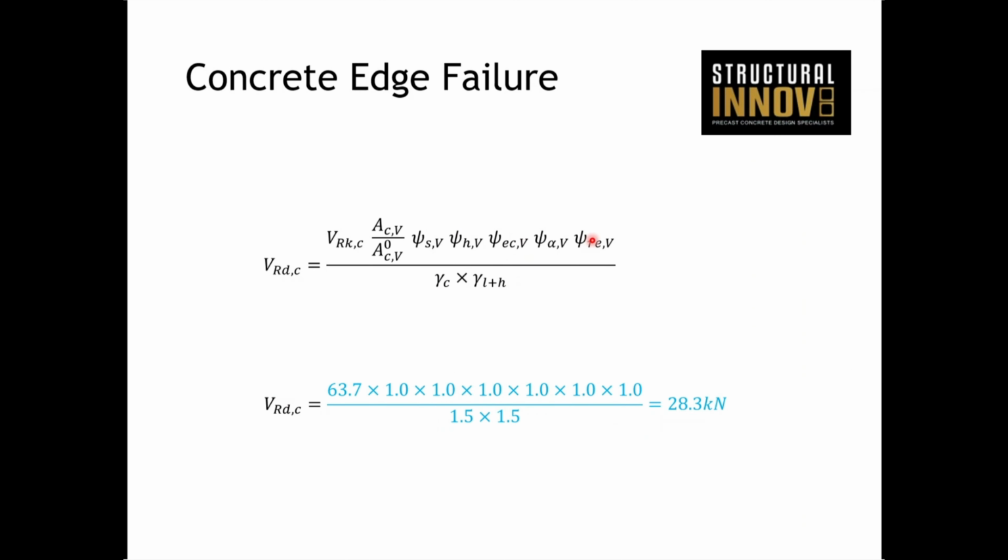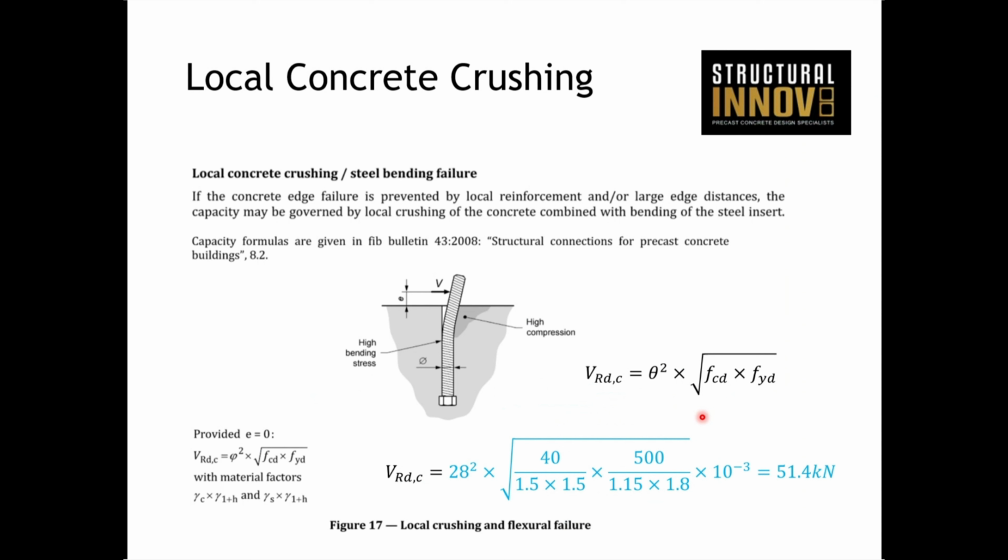So we pump all those in, and all our factors ended up being 1. But because it has been quite close to the edge at the starting point, we end up with a design capacity of 28.3 once we account for our partial factors. So again, we'll hold on to that, and we'll bring that forward with us.